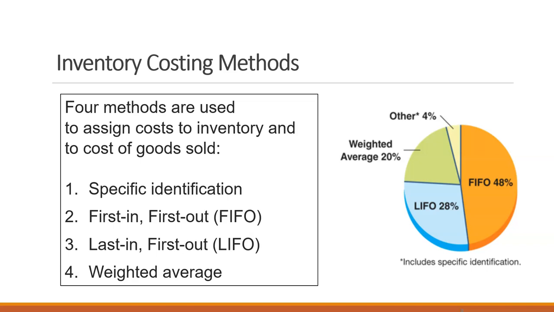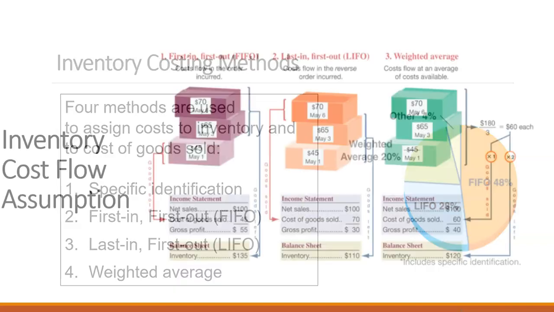Specific identification usually occurs in industries where we have very unique products, such as the jewelry industry, which are more likely to use the specific identification.